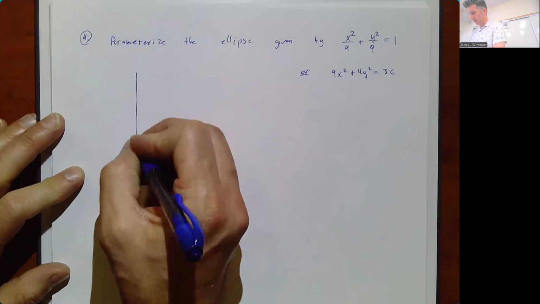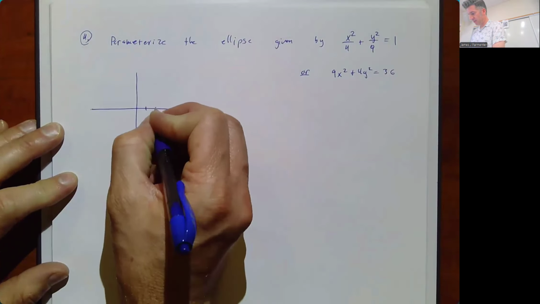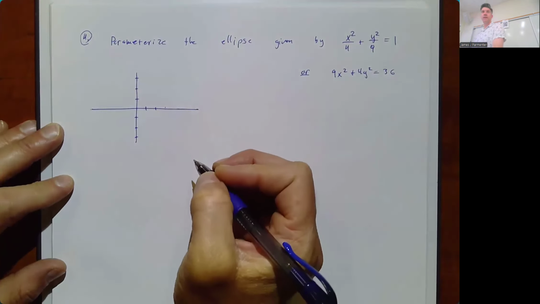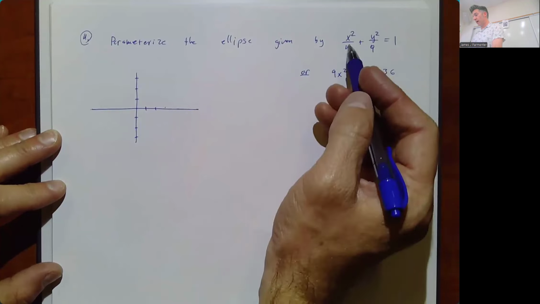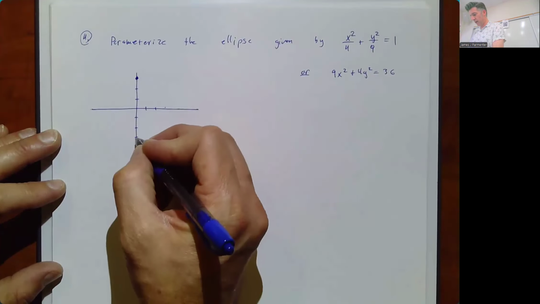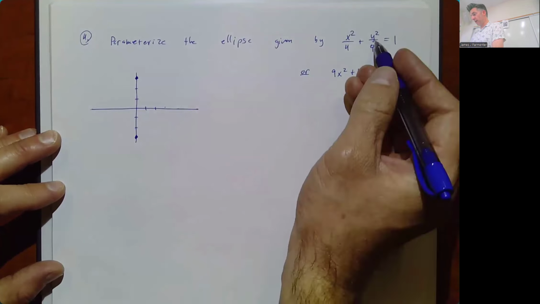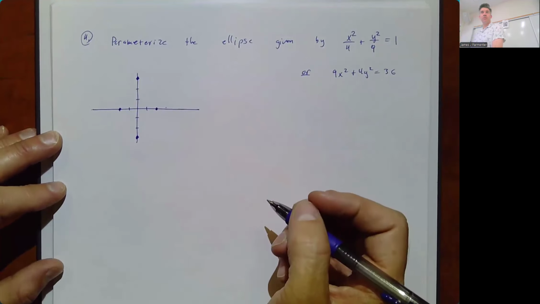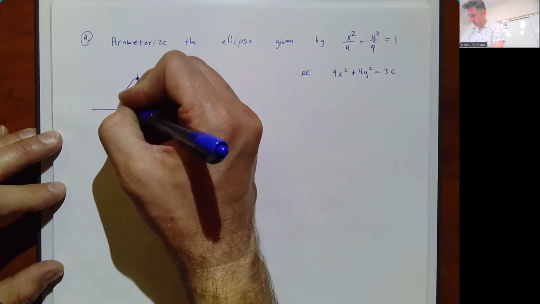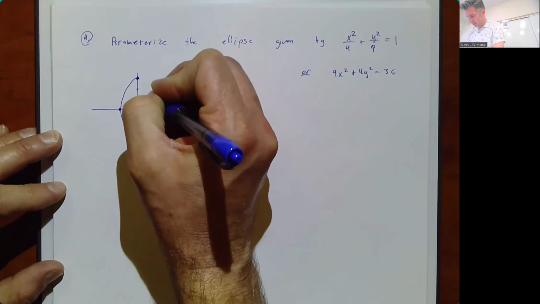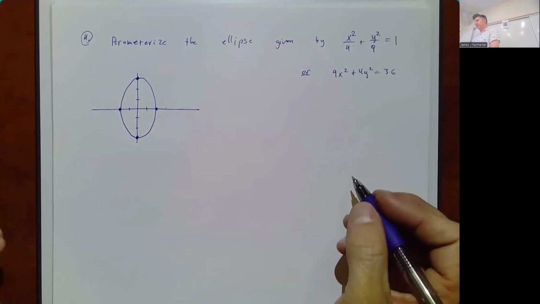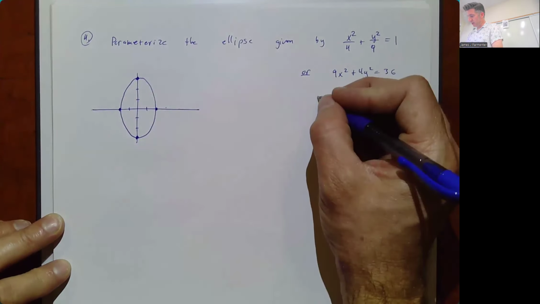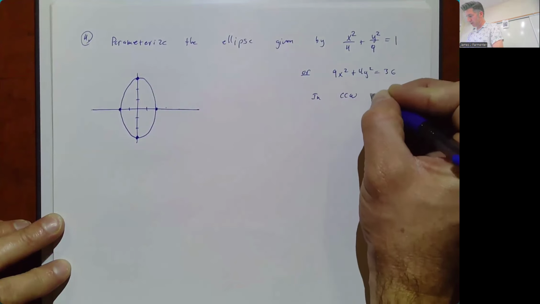I will point out, if we graph this, the major axis is along the y-axis, and we have intercepts. When x is 0, y is going to be +3 or -3. When y is 0, x is going to be +2 or -2. So our ellipse looks vaguely like this. And I should have specified, I suppose, a direction as well. Apologize. Parameterize the ellipse given by this equation in the counterclockwise direction.